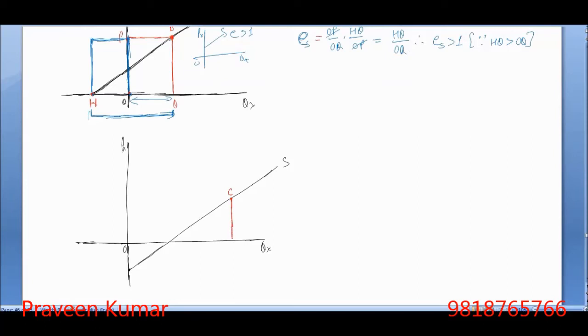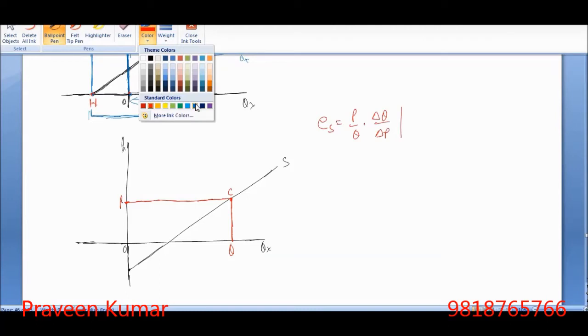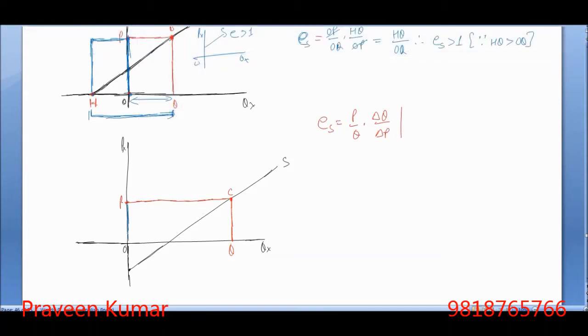So quantity is this Q, and the price is something like P. So elasticity of supply equals P upon Q into delta Q upon delta P. Now see, in this case, P is nothing but this length. Yes or no? So in place of P, I'll write OP again.